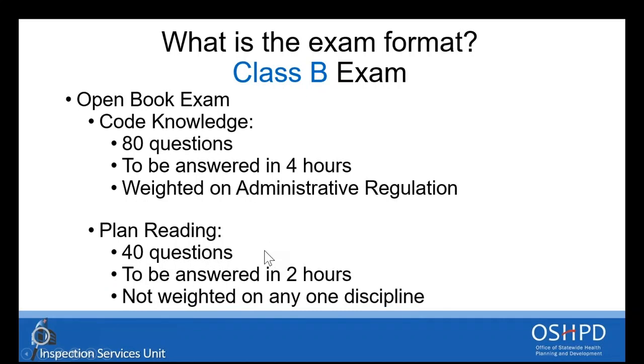Class B, again, is 80 questions for the code sections. It's 4 hours, weighted more heavily on the admin portion. However, in the afternoon, it's only 40 questions on the plan reading, and it's 2 hours. And it's not weighted on any one discipline.